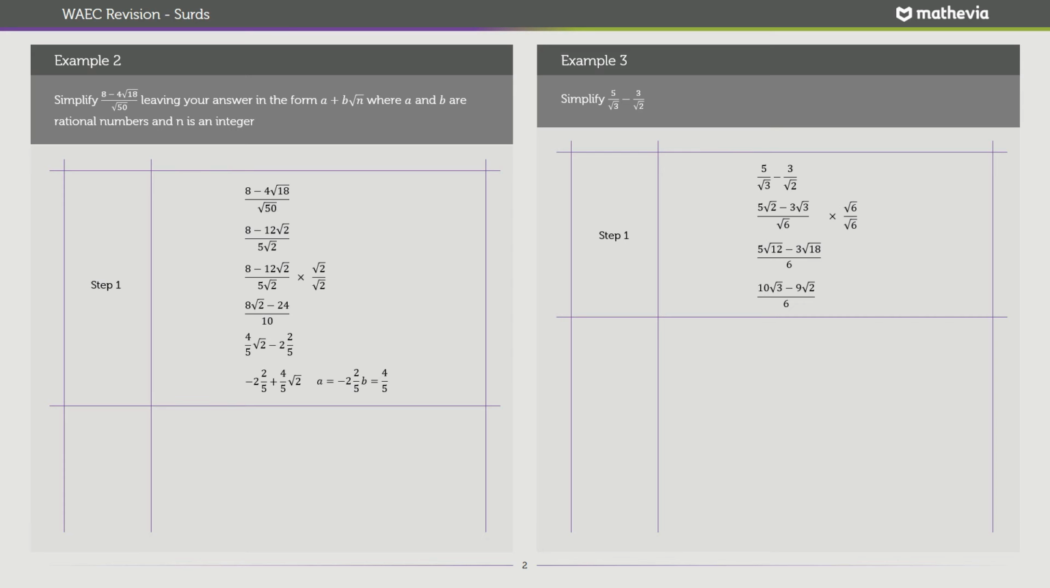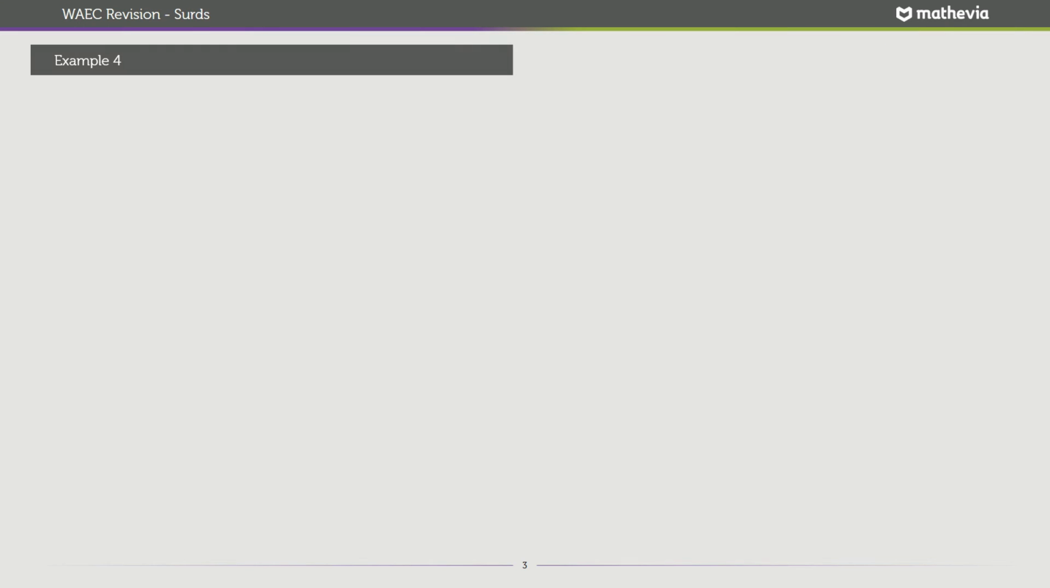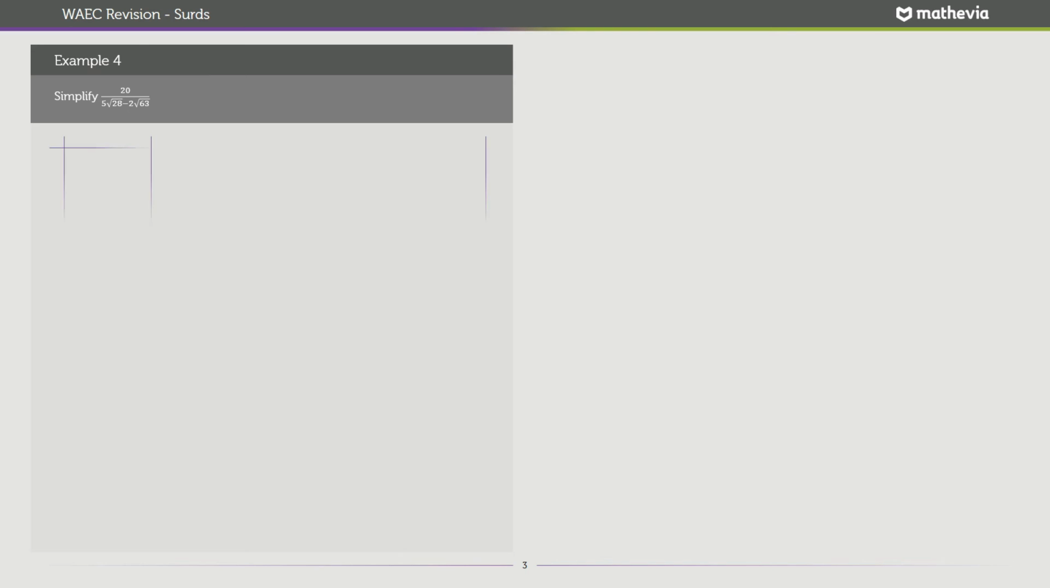Next example. Example 4. Okay, so we have to simplify this, and quite simply, 20 divided by 5 root 28 minus 2 root 63. Okay, and basically what we have there, if we simplify that out, is 20 divided by 10 root 7 minus 6 root 7. Okay, 20 divided by 4 root 7.